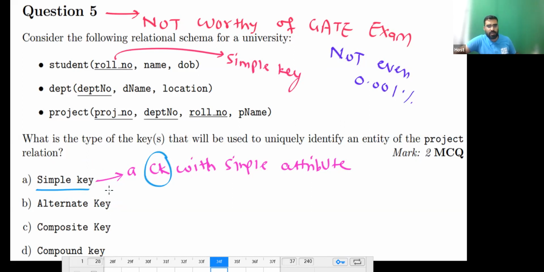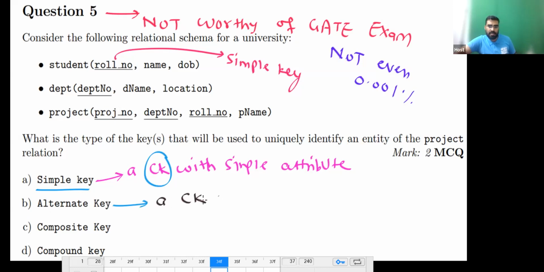This is not true always, because in the indexing chapter, when we study file organization, we will study search key. There is something called search key. That is not a candidate key. But anyway, simple key is a candidate key with a single attribute. Like for example, this roll number is a simple key. What is alternative key? This is a candidate key.